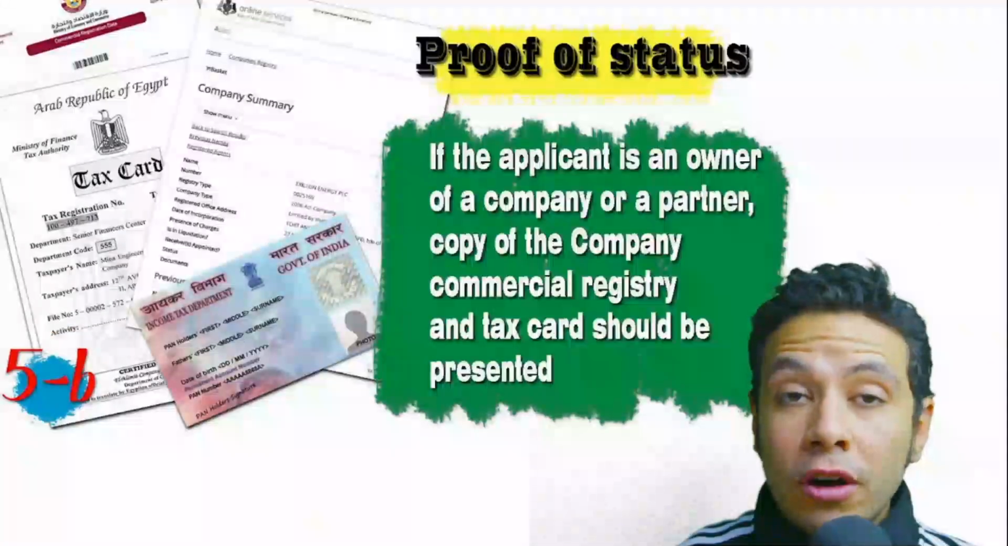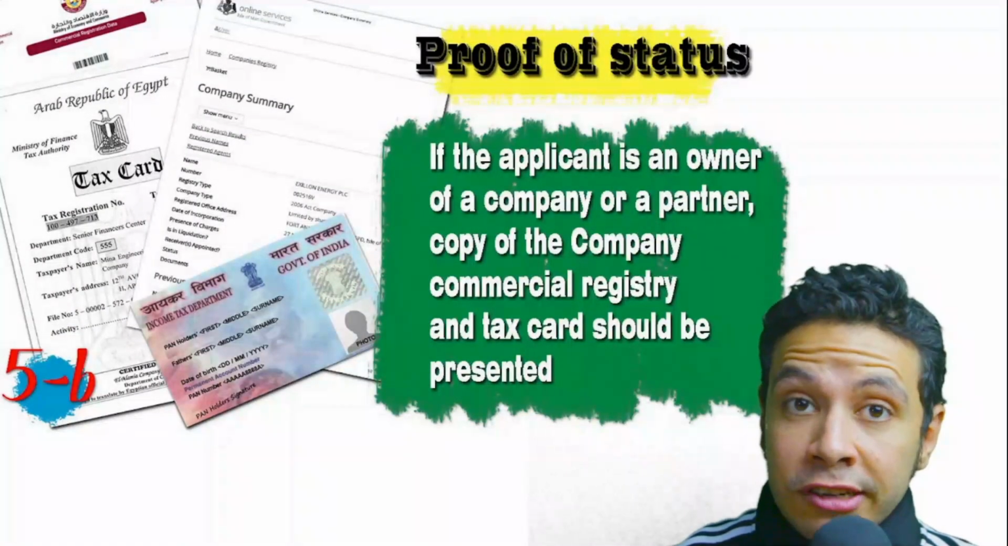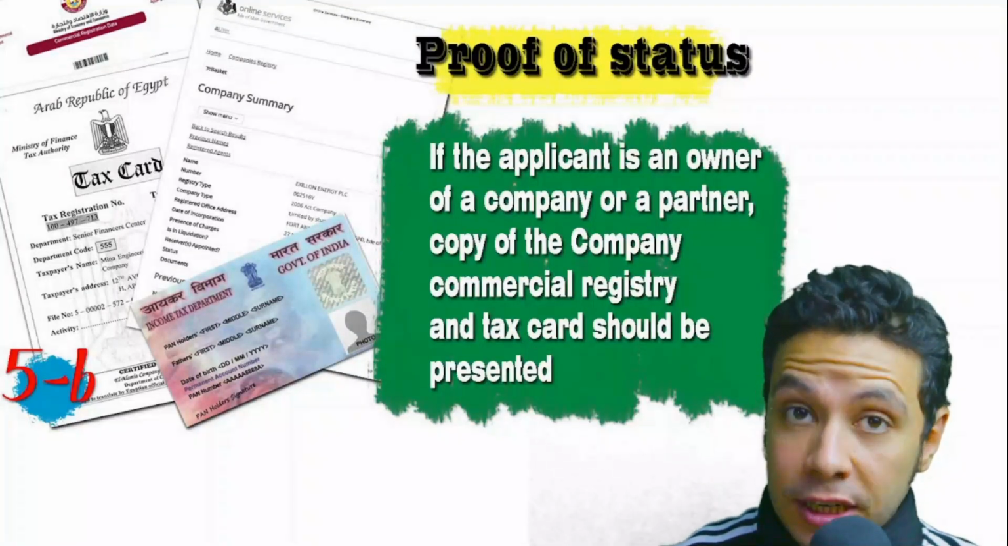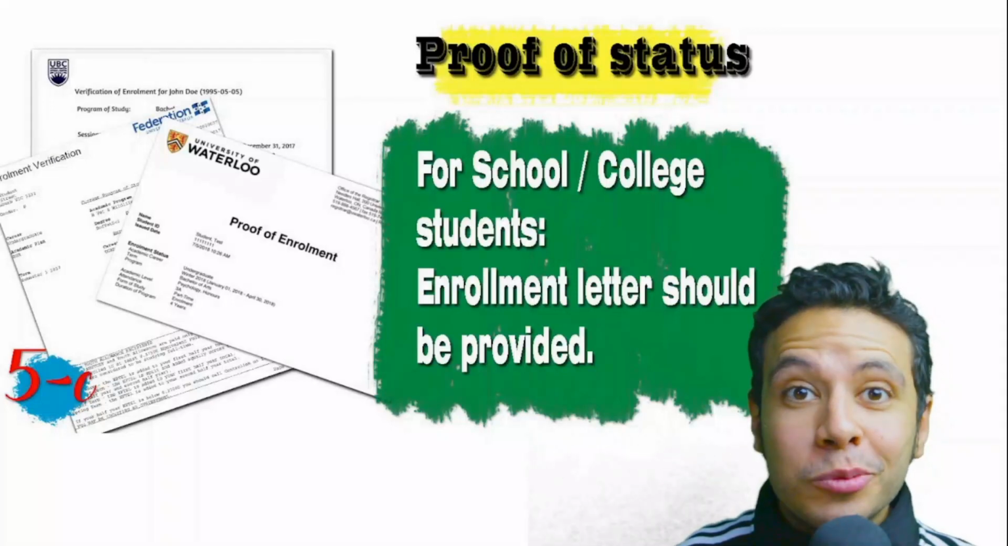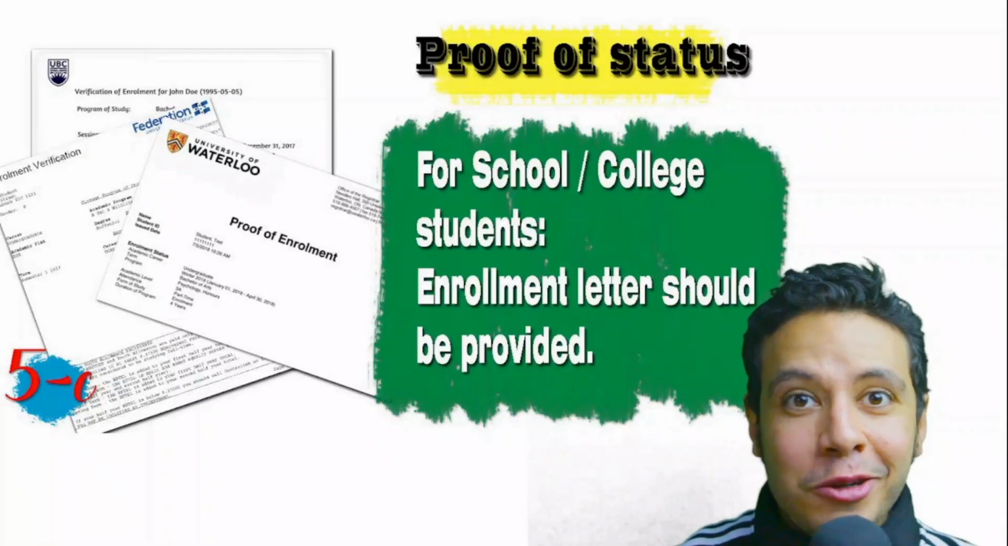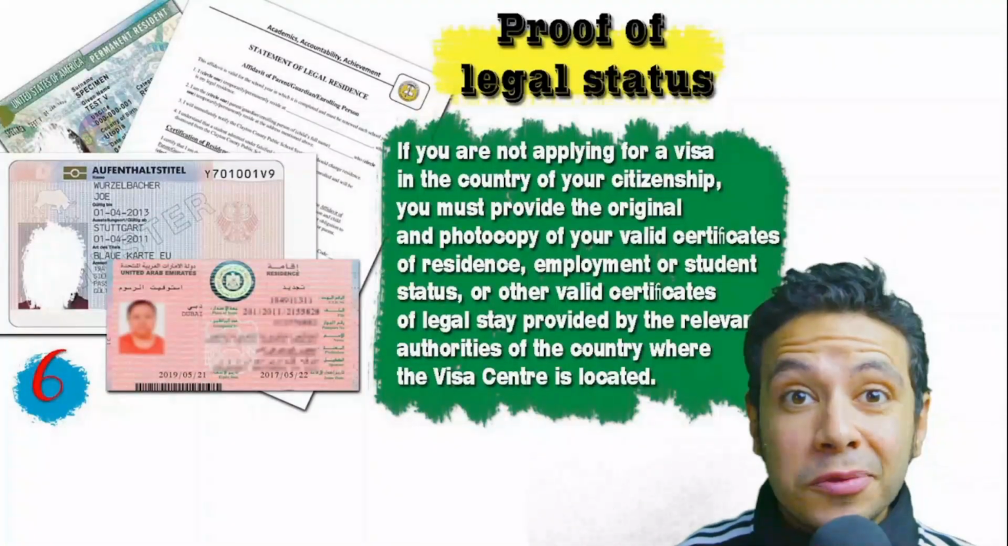But in case you are the owner of the company or you run your own business, then your commercial registry and your tax card must be presented. But if you are a student in a school or a college, an enrollment letter should be provided from your university or your school. In some certain cases, you might be applying from a country different than your own country.